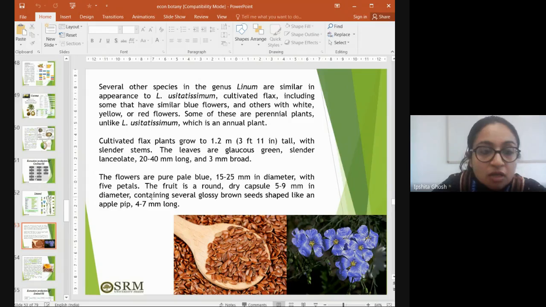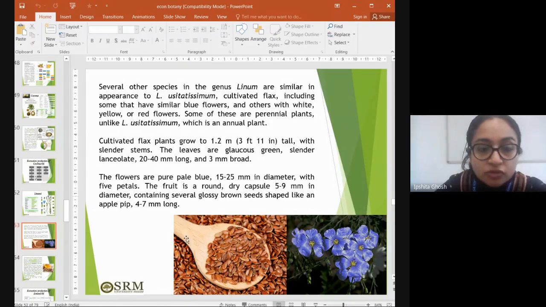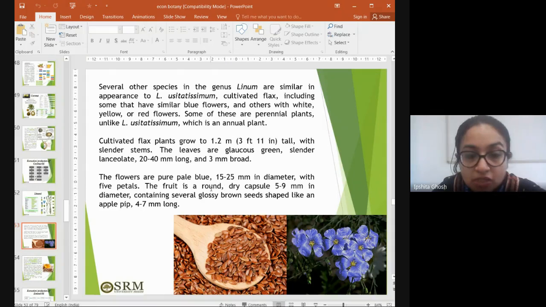Then cultivated flax plants grow up to 1.2 meters with a slender stem, and the leaves are glaucous green, slender, lanceolate. Lanceolate means you must have studied lanceolate leaves in taxonomy. Lanceolate means lens-shaped. So they have lens-shaped leaves. The flowers are bluish in color, and they have 5 petals. The fruit is a round, dry capsule containing brown glossy seeds.